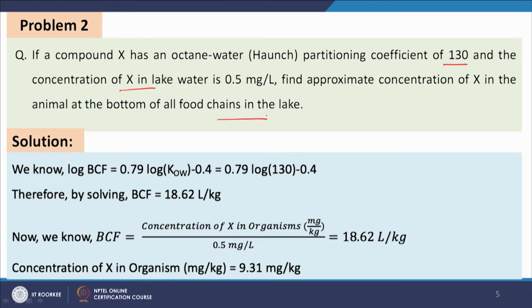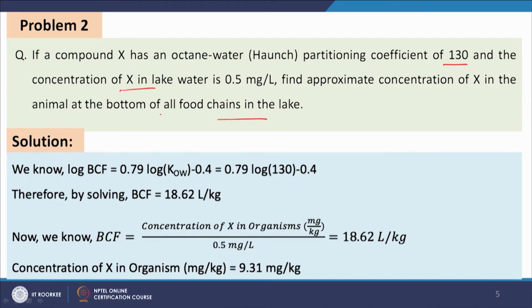That means, in this case, in the aquatic environment, the pollutant is present in this water. So, in that case the pollutant will be in equilibrium with the zooplanktons and phytoplanktons. The phytoplanktons will be taken up by the living organism. So, we have to find out the X in the animal at the bottom of all food chains. If we know the bioconcentration factor, then we can calculate it.